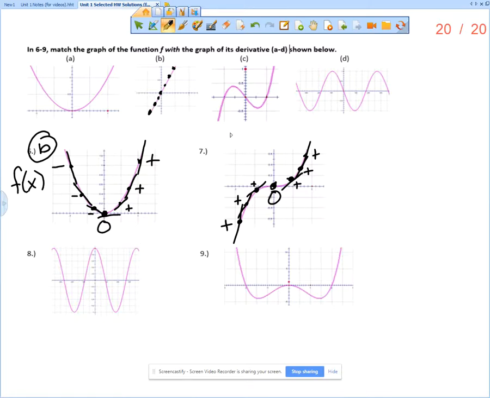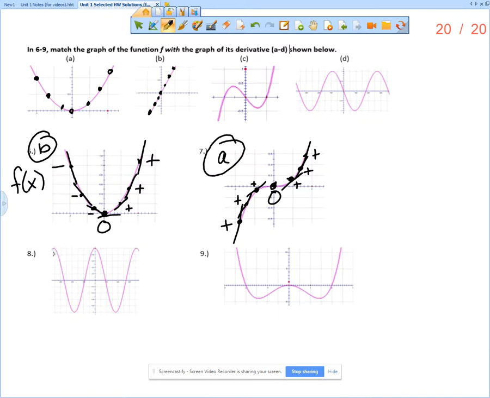So which one of these graphs is positive, positive, positive, 0, positive, positive, positive? Well, the only graph that has that is A. It's a larger positive, smaller positive, smaller positive, 0, small positive, bigger positive, bigger positive. So the answer to 7 is A. All right, let's keep moving here.